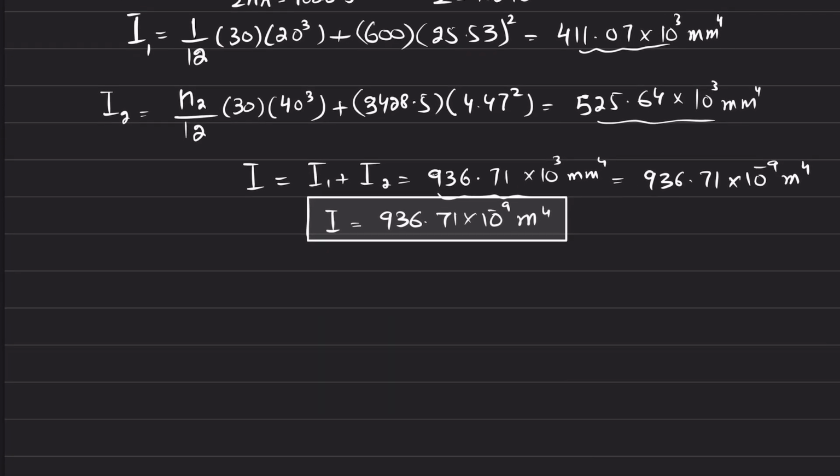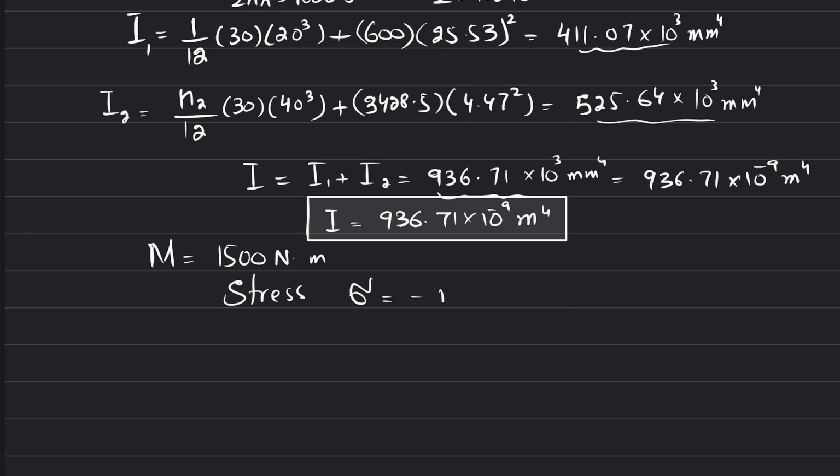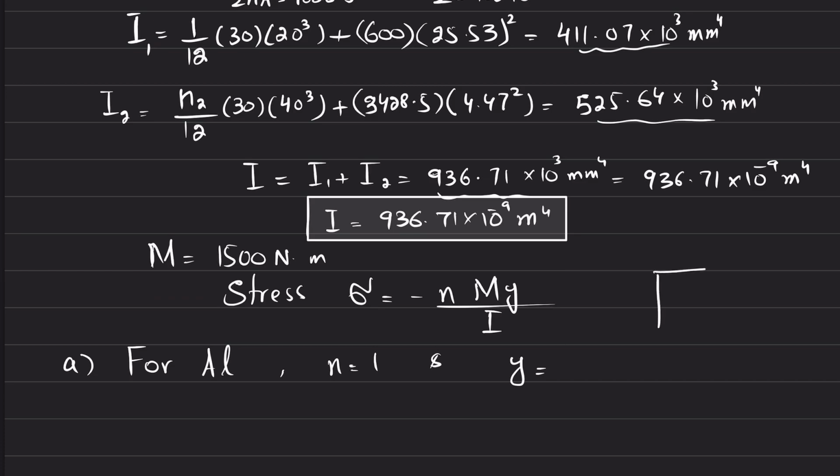Again, we will move further. We have been given moment equal to 1500 Newton meter, and we know that stress sigma is equal to minus n M y divided by I. So first, for aluminium, n is equal to 1, and we need the maximum y, which is the maximum distance from the neutral axis, because stress is maximum at the outside from the neutral axis.